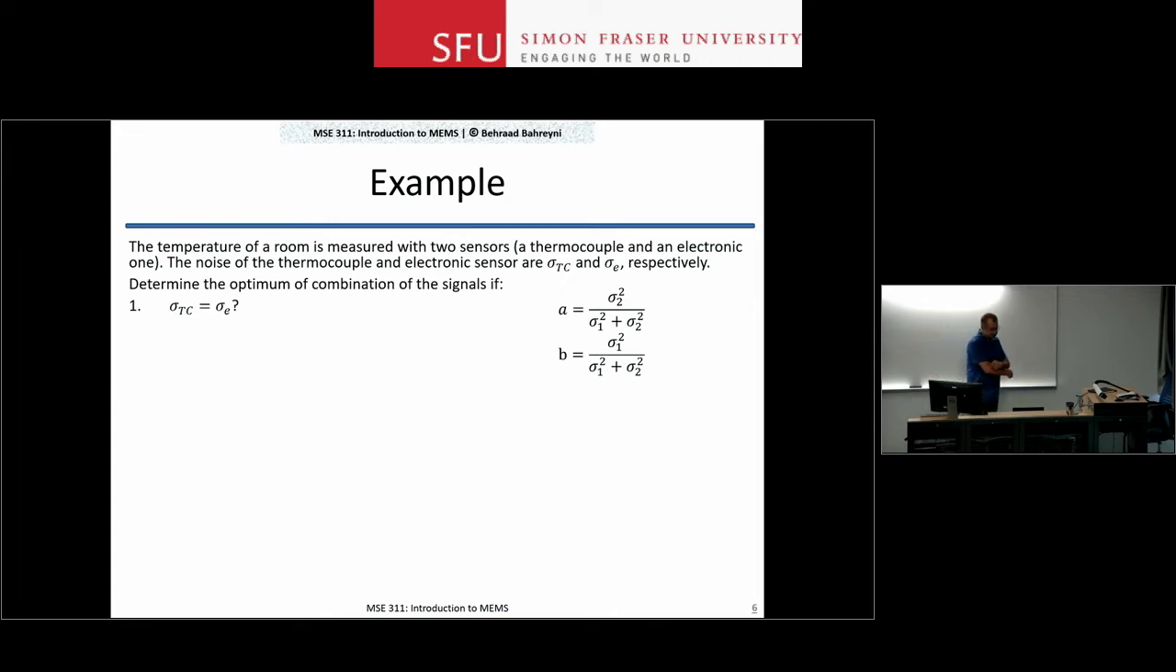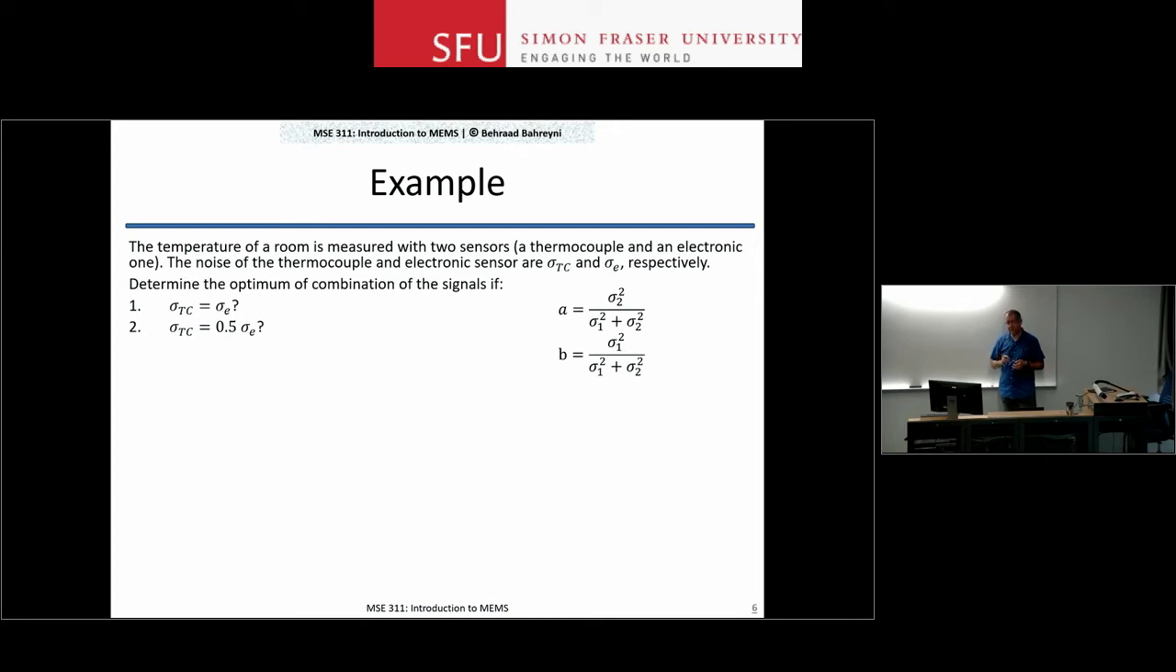So in the first case, we assume that the variance or the noise of the thermocouple sensor is the same as the noise of the electronic sensor. And if that is the case, we can calculate the coefficients for these two from the A and B expressions shown to the right. And you can show that, okay, in this case, if they have the same noise, we use 0.5 of that or 0.5 of that. Or we basically equally combine them. The weights for both of them is going to be 1 over 2.